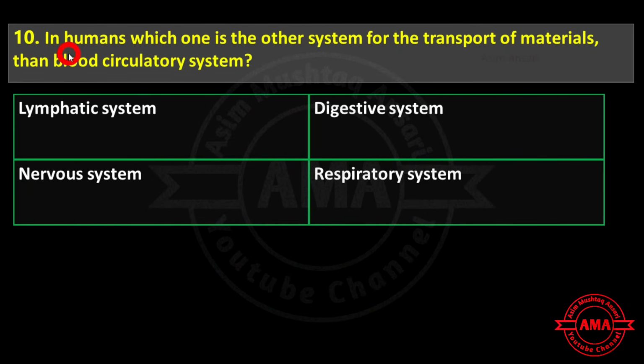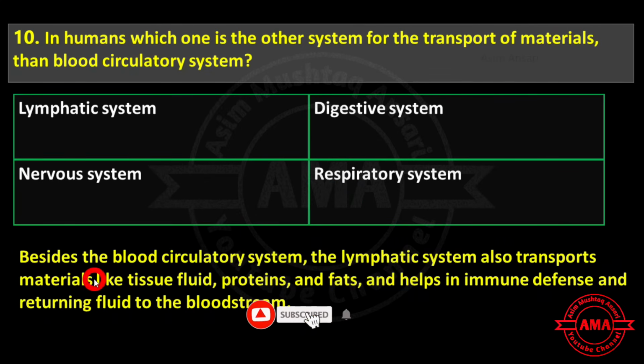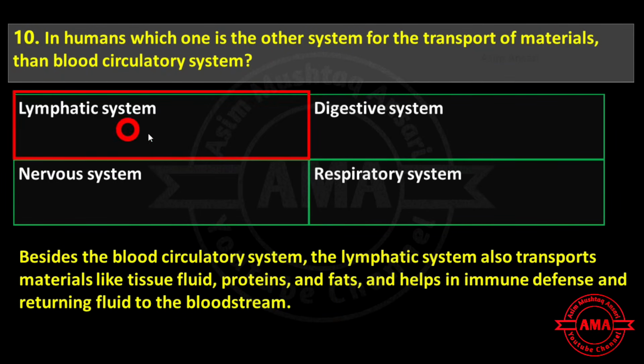Next is, in humans, which one is the other system for the transport of materials besides the blood circulatory system? Lymphatic system, digestive, nervous or respiratory system? Besides the blood circulatory system, the lymphatic system also transports materials like tissue fluid, proteins and fats, and helps in immune defense and returning fluid to the bloodstream. So the exact answer is lymphatic system.